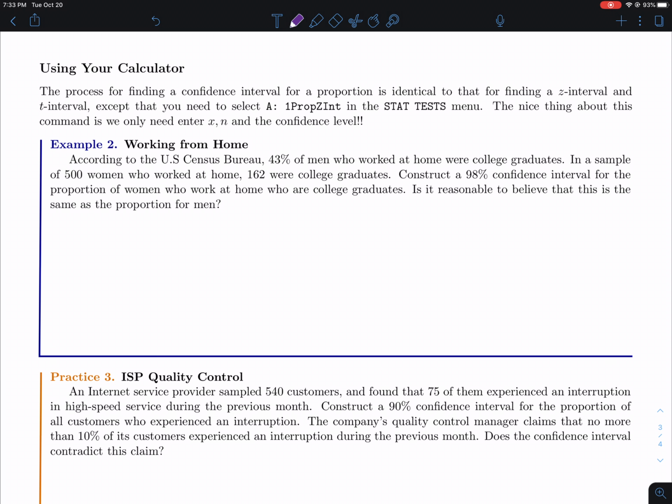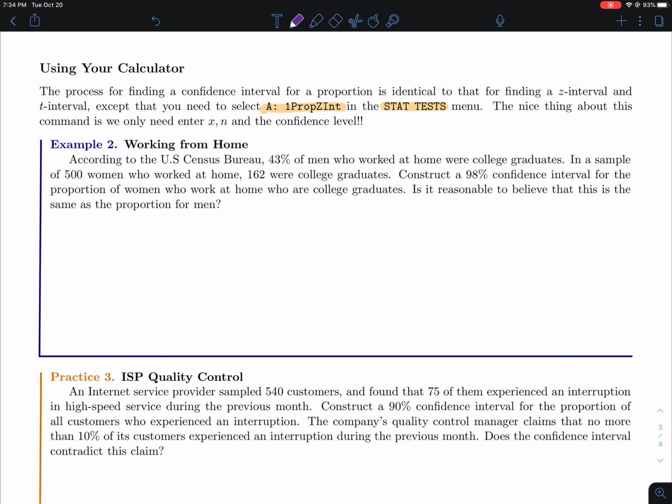All right, hopefully everybody's doing a good job out there. So now let's figure out how we can do this using the calculator. So I've already kind of given you a hint that the command we want to use is what's called one prop z int. So in this case, it's one probability or one proportion z interval is what it stands for. And it's in the same place that z interval and t interval were, so we know exactly where to find it. And the cool thing is there's really not too much stuff you have to type in to actually make this work, which is really kind of nice. So really just looking at the x, the n, and the confidence interval. Once we know those, we're ready to go.